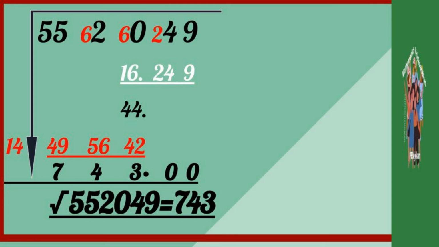44 is divided by 14 to give quotient 3. 14 into 3 is 42 with a balance of 2, which we'll put in front of 4 to give 24. Now twice the product of 4 and 3 will be 24. We'll subtract 24. Balance comes as 0. Next remaining digit is 9. Now square of 3 is 9, so there is no balance. This is a perfect square.